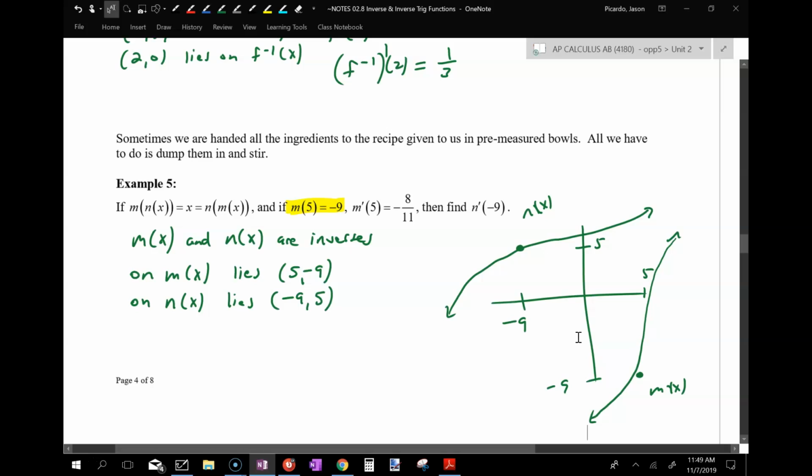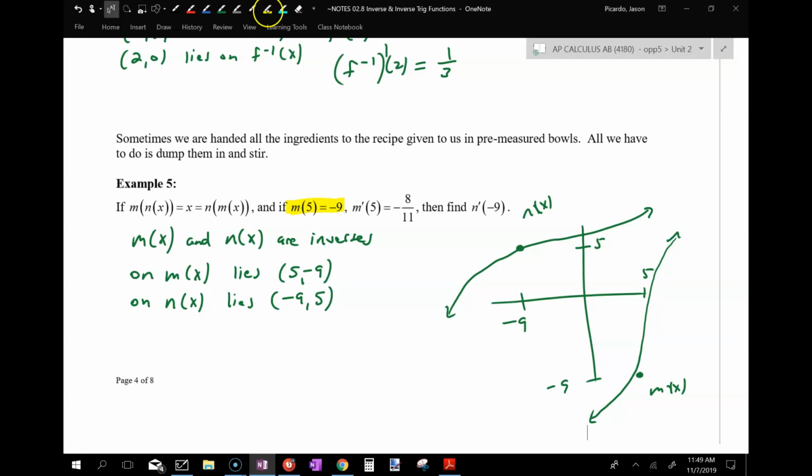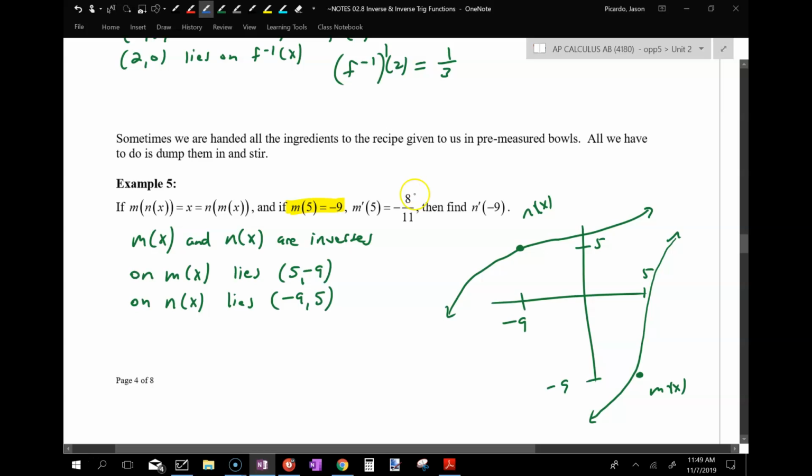But here's what we do know. Ready? Actually, I didn't draw it. I didn't draw it, so it's going to work. But let me redraw it. And how do I know that, guys? Because what does it say? It says that the slope of m at 5 needs to be what? Negative. All right, so let's do it right.